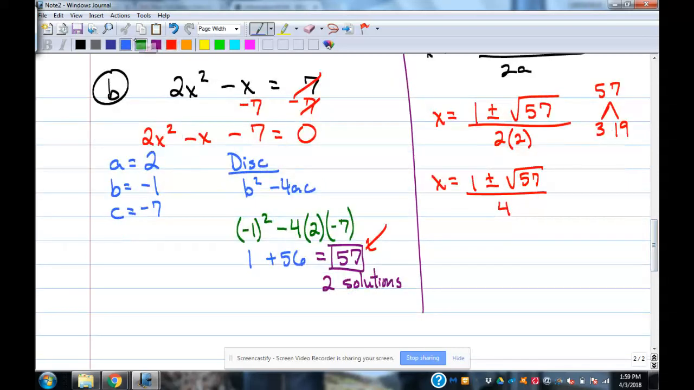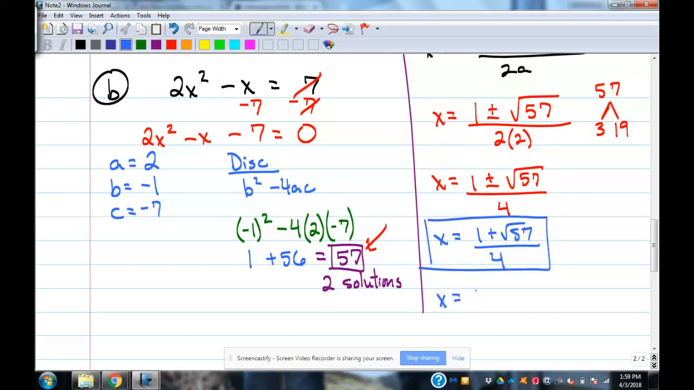Our 2 answers, because that doesn't simplify, are going to be x equals 1 plus the square root of 57 divided by 4. That's one answer. The other answer is x equals 1 minus the square root of 57 all divided by 4. We don't solve them? You could get a decimal approximation for those if you needed to, by just working it out. Find the square root of 57 with the calculator, and then add 1 and then divide that by 4. But we're going to leave it as the exact solutions.